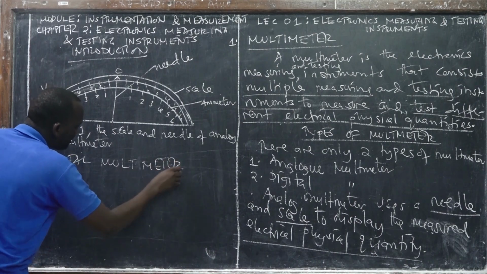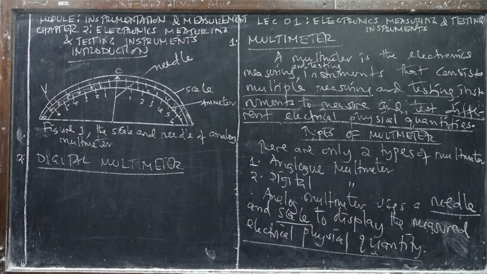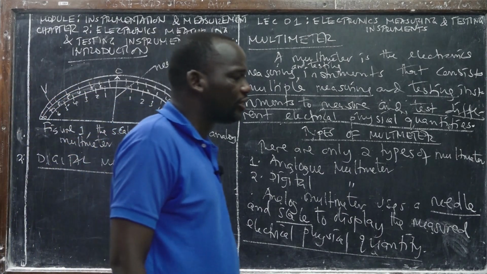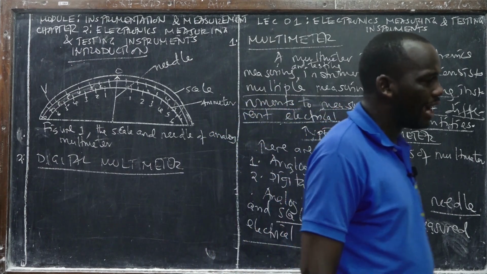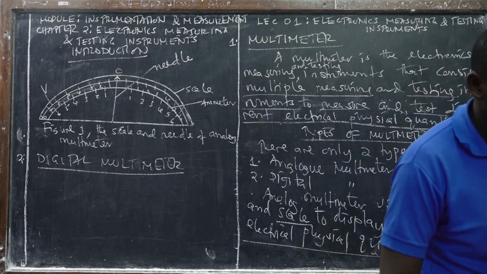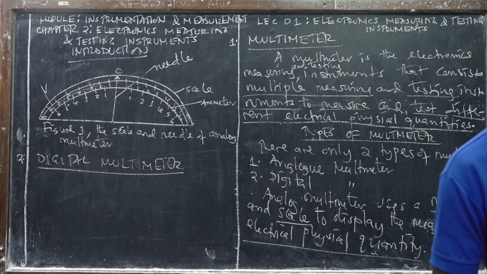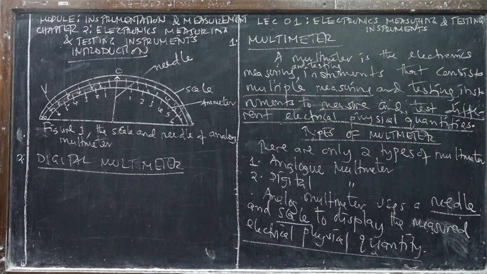So remember that, according to the developments of the digital multimeters, you could ask yourself a question. If there is a discovery of digital multimeter, why do we still have analog? Stop writing, please. So this is the exercise today.